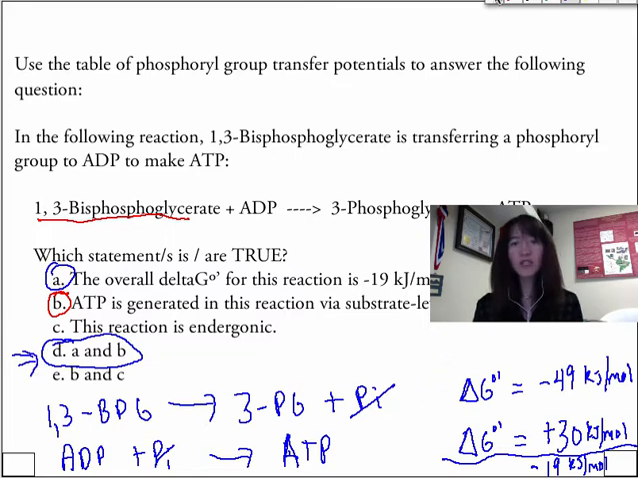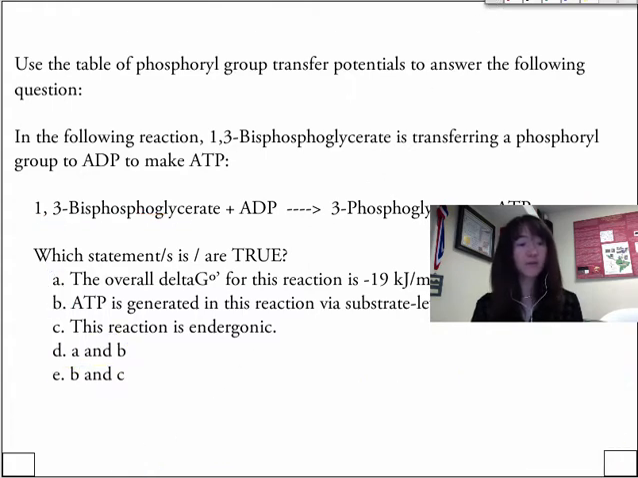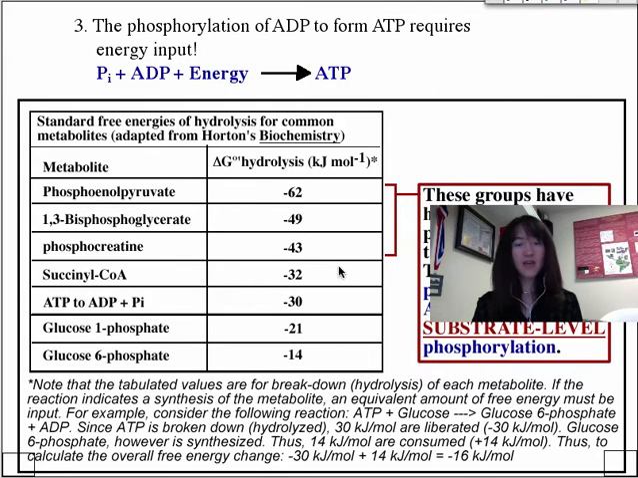Sweet. So let's just briefly go back to this phosphoryl group transfer potential table and make sure that we summarize the usage of this table. And here it is in its full glory. Let's just go through this note. Note that the tabulated values are for hydrolysis of each metabolite. If the reaction indicates a synthesis, then we need to flip the sign.